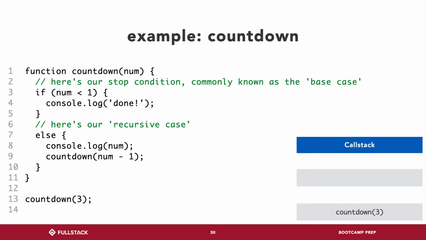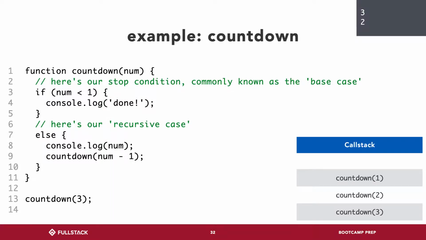So now, countdown of 3 is put onto the call stack. Is 3 less than 1? No. So we're going to console log it, and then we're going to run countdown again with 3 minus 1, so 2. 2 isn't less than 1, but 2 gets put on the call stack, right? 2 isn't less than 1, so we're going to console log 2, and then we're going to run countdown of 2 minus 1. Countdown of 2 minus 1 is countdown of 1, right?